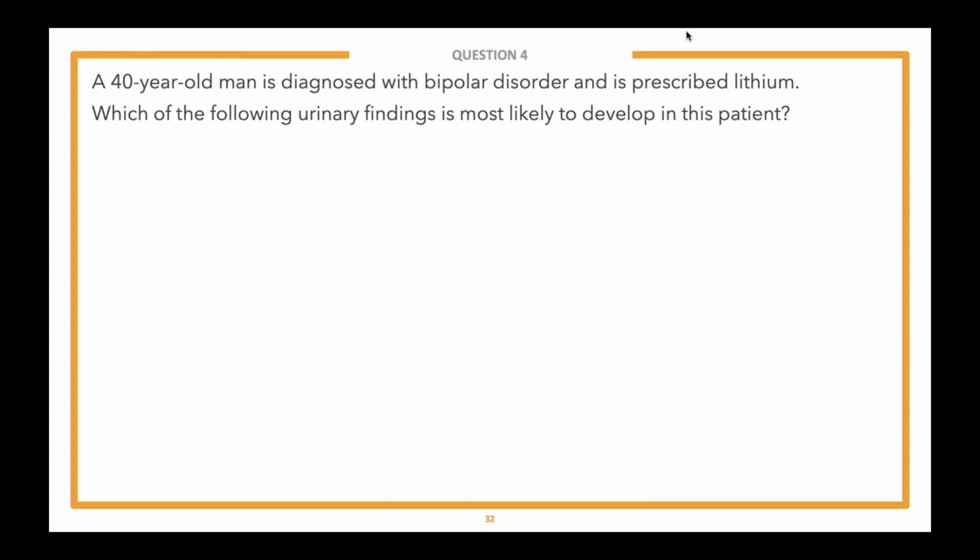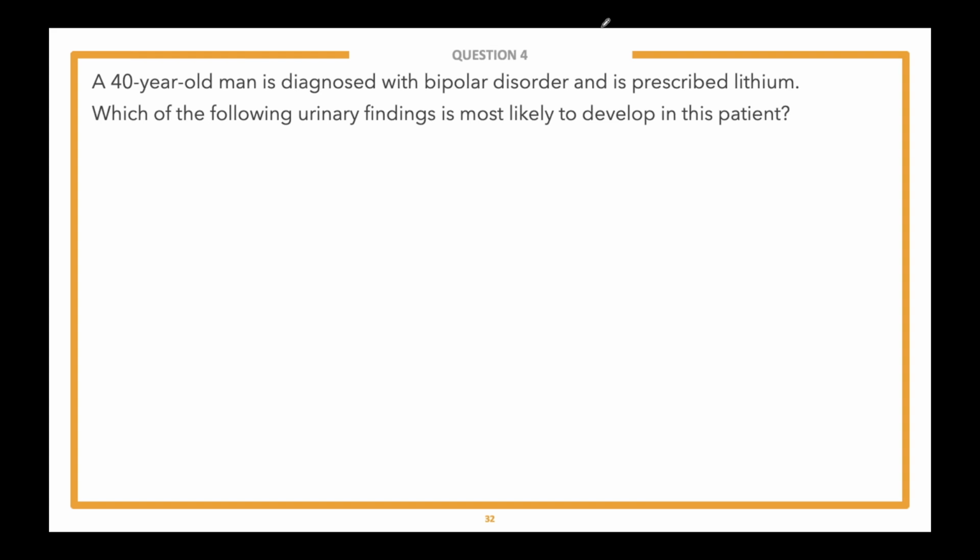Let's go ahead and read that vignette, which is rather short. A 40-year-old man is diagnosed with bipolar disorder and is prescribed lithium. Which of the following urinary findings is most likely to develop in this patient? I'll give all of you a few seconds here as I hand it off to Paras. Thank you, Sean. So once again, we're going to show you what we think are the important clues in this lead-in and the vignette.